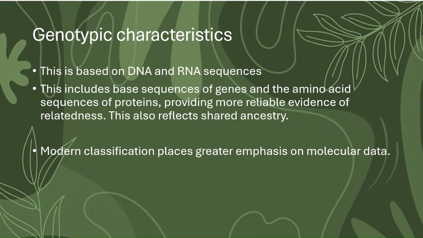What is often used for classification is genotypic characteristics. This is based on DNA and RNA sequences, and this includes base sequences of the genes and the amino acid sequences of proteins. This provides more reliable evidence of relatedness, and it also shows shared ancestry, again improving the quality of classification. Modern classification places greater emphasis on molecular data, which is why genotypic characteristics are often preferred over phenotypic characteristics.